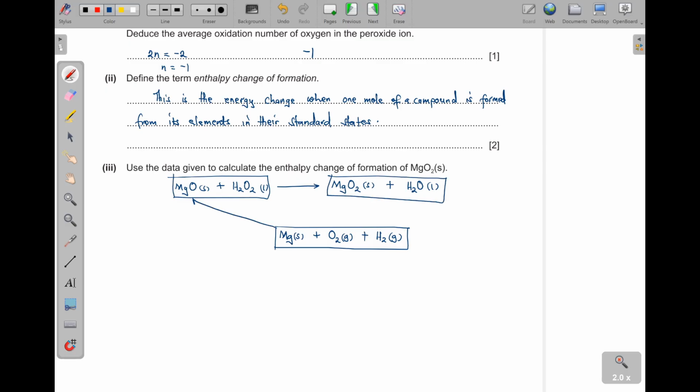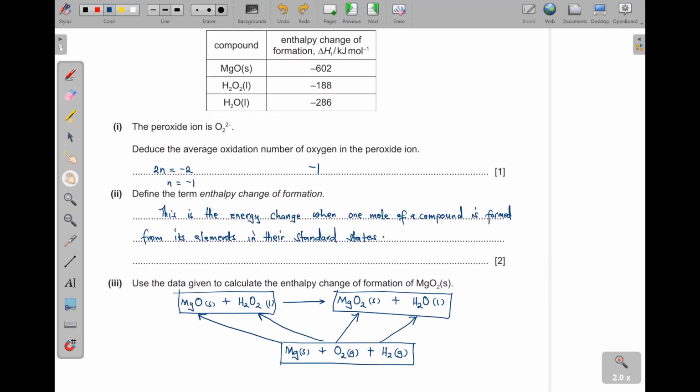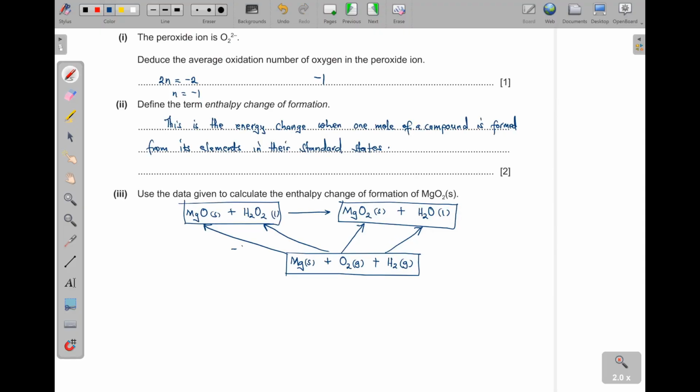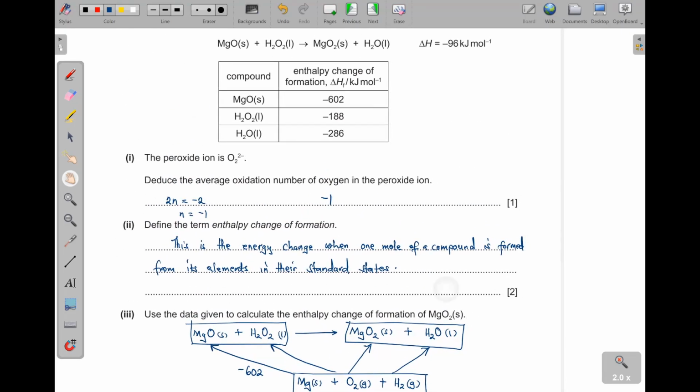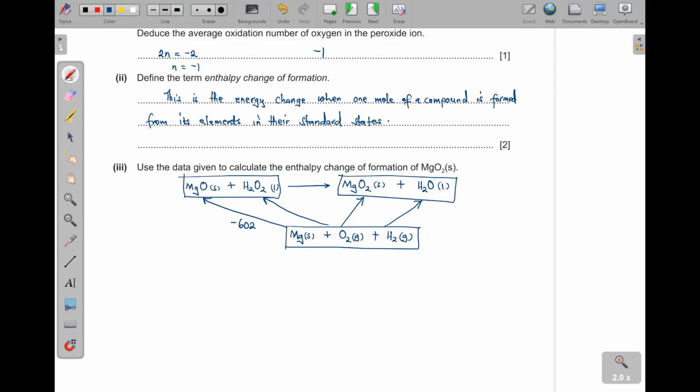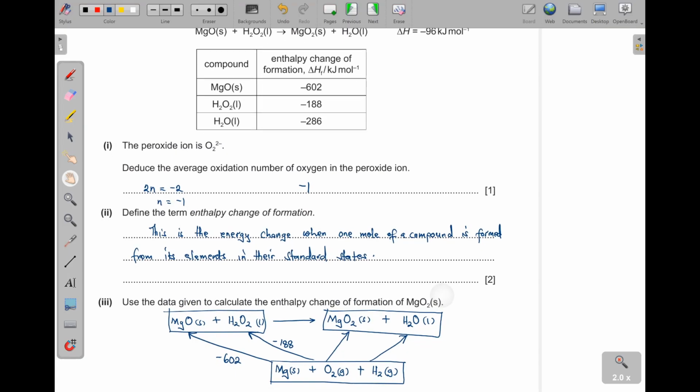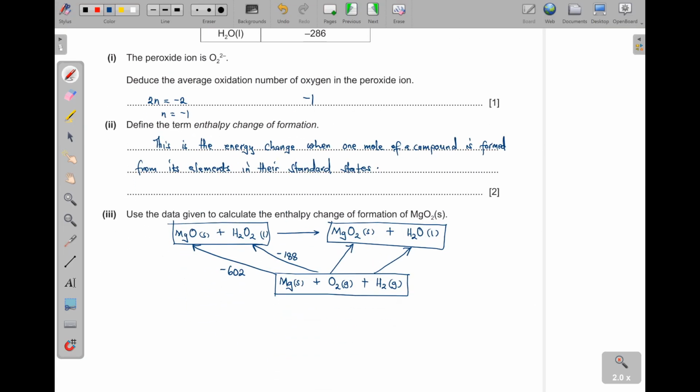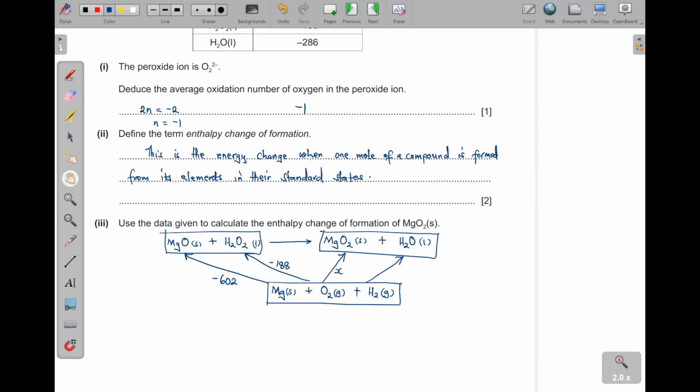So we have this one here, and also this one here. So there is production of this one here. There is also formation of this one here. There is formation of magnesium peroxide. There is formation of water. So here we are forming 1 mole of magnesium oxide. That is enthalpy change of magnesium oxide. That is negative 602. And then for formation of the hydrogen peroxide, that is negative 188. Then we also have magnesium peroxide. I think that is the one that we are looking for. Let me just label it as an X here. And then for the formation of water, we have negative 286.